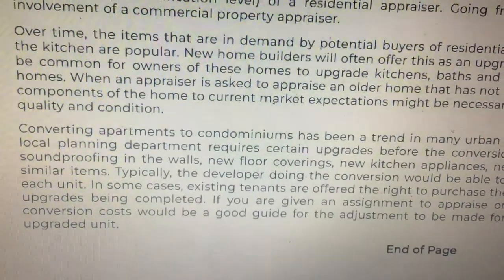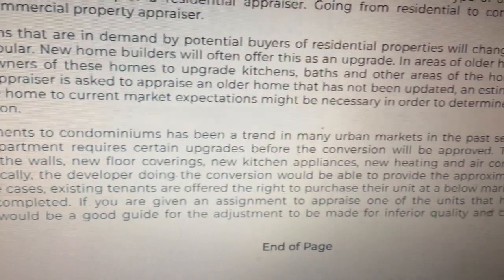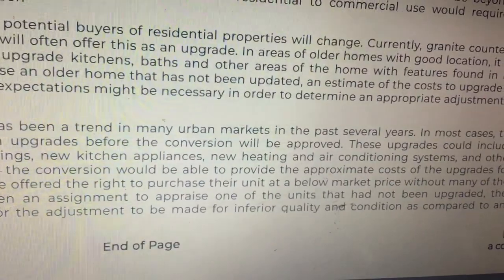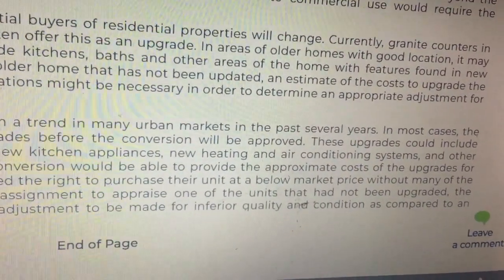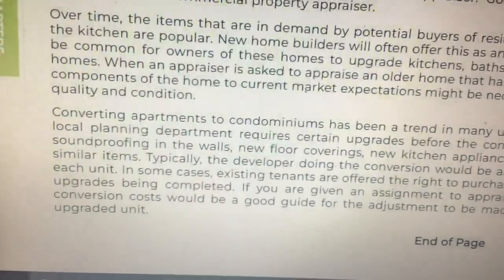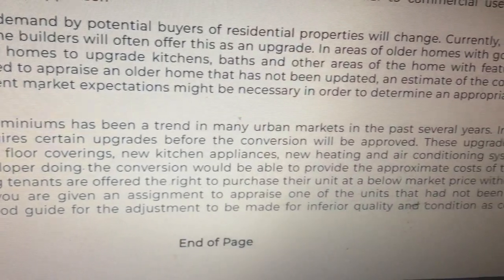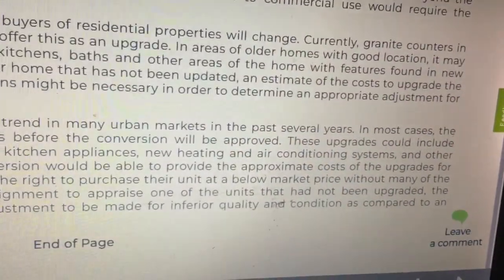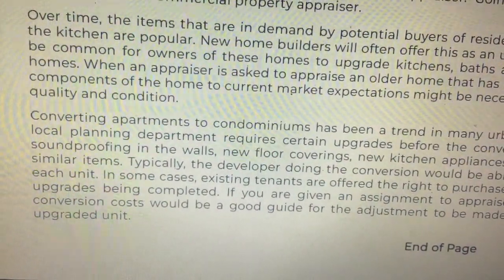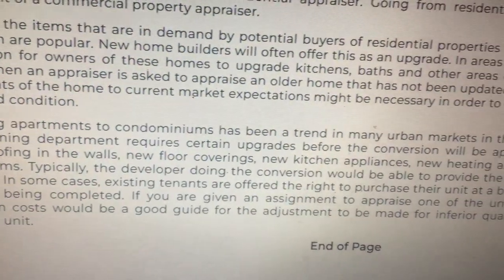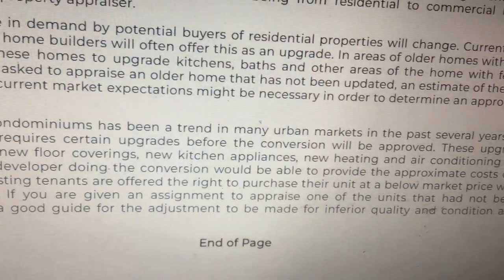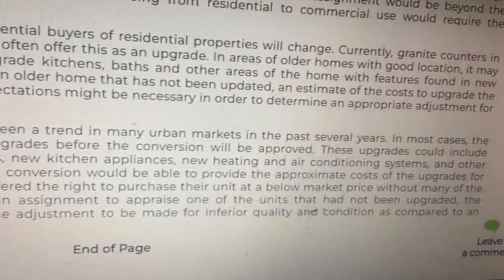In some cases, existing tenants are offered the right to purchase their unit at a below market price without many of the upgrades being completed. If you are given an assignment to appraise one of the units that had not been upgraded, the conversion costs would be a good guide for the adjustment to be made for inferior quality and condition as compared to an upgraded unit. End of page.